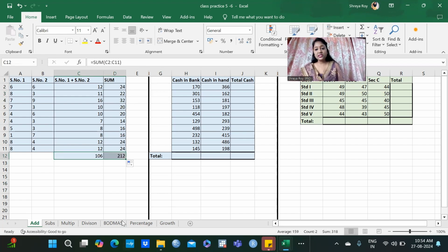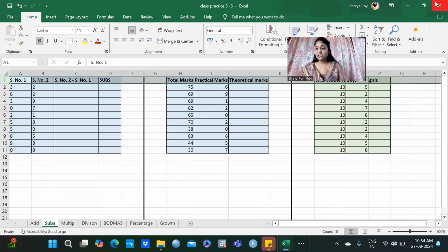I am assuming sum is easy, so there was no confusion. Let's move to the next topic, that is subtraction.